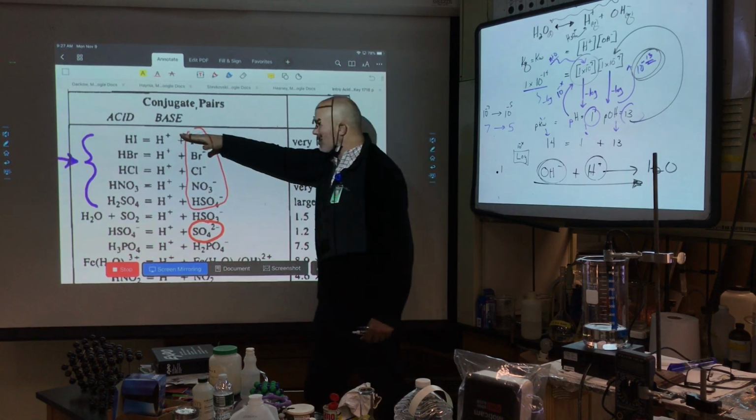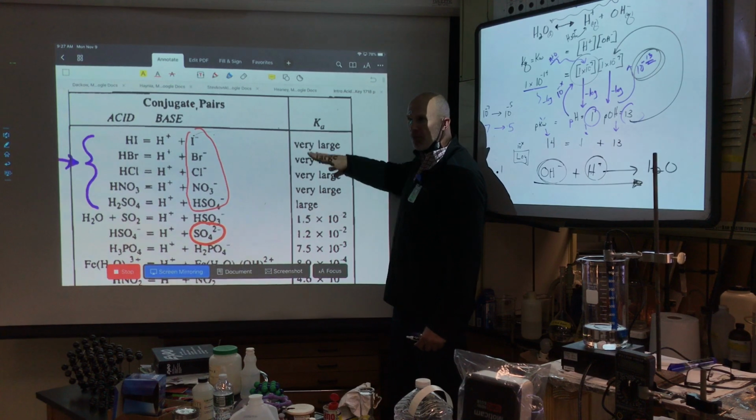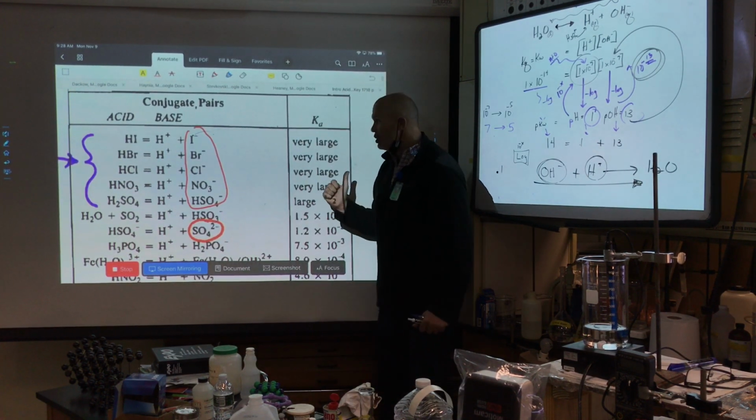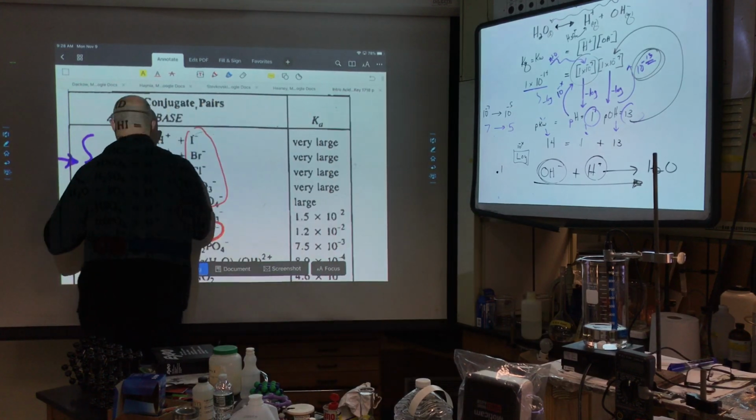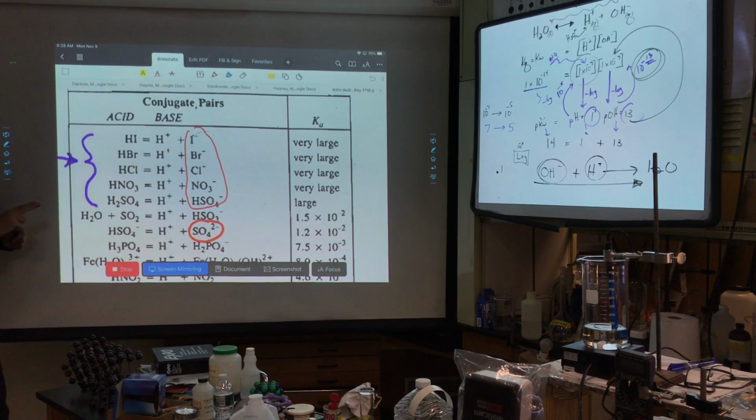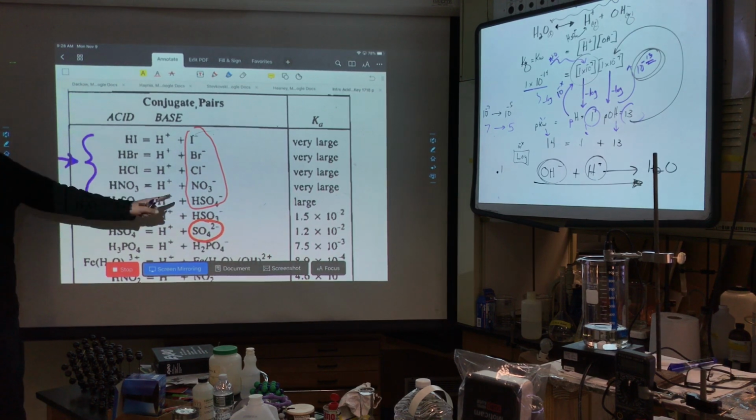Now, these are your strong acids. Why? Look where the Kas are. They're so big they don't even write them, which tells me it's a completion reaction. It goes forward. You can assume if you've got a strong acid, every single one of these H's completely dissociates. When it comes to the HSO4, sulfuric acid, H2SO4, we talk about the first H. We'll talk more about that.